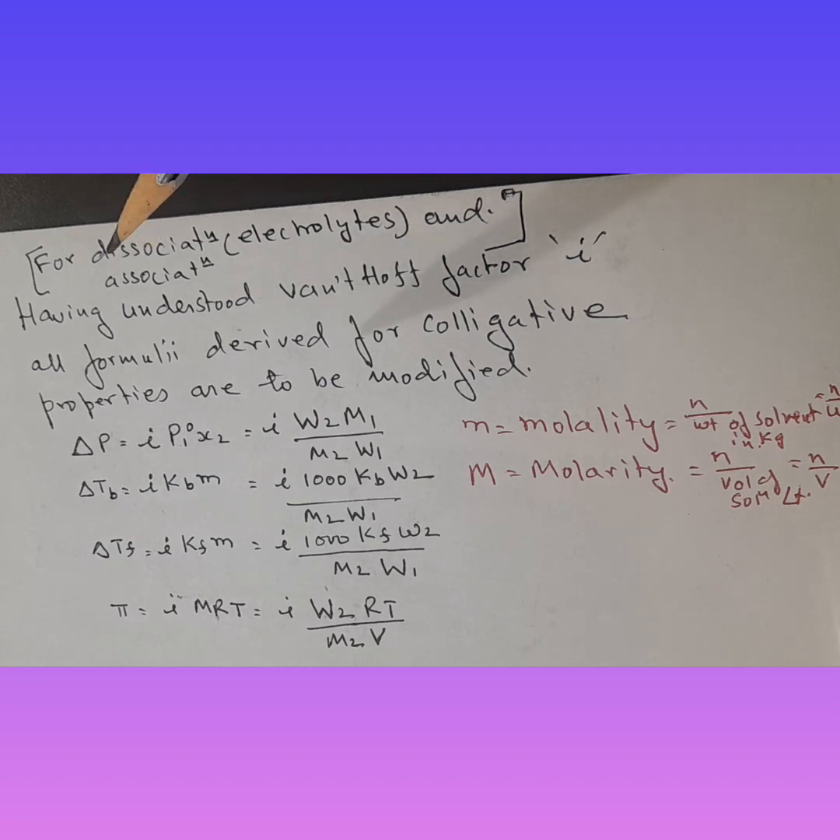So there's a slight modification which we have got to do when we are dealing with a compound which dissociates, or rather electrolytes, and a compound which associates. We also understood Van 't Hoff's factor. Having understood Van 't Hoff factor, we saw in my earlier video how it was involved in both the cases. Having understood Van 't Hoff factor i, all formulae derived for colligative properties are to be modified. And why are these to be modified? It's purely because of Van 't Hoff factor.